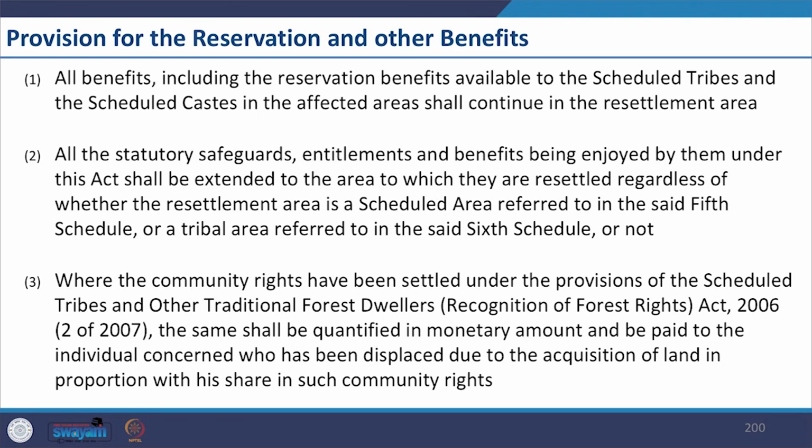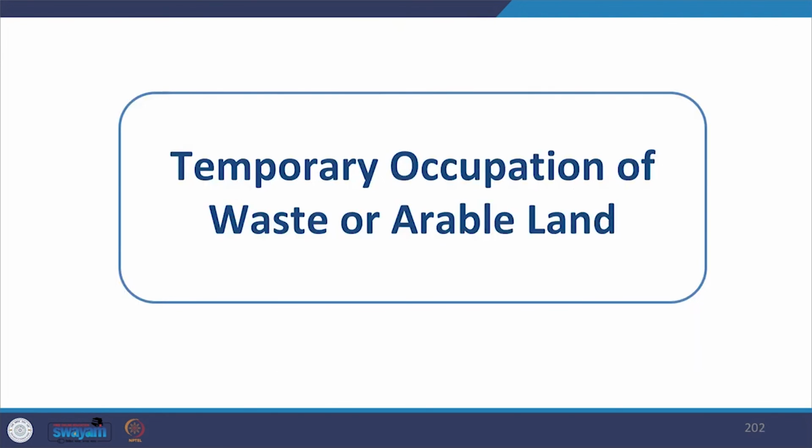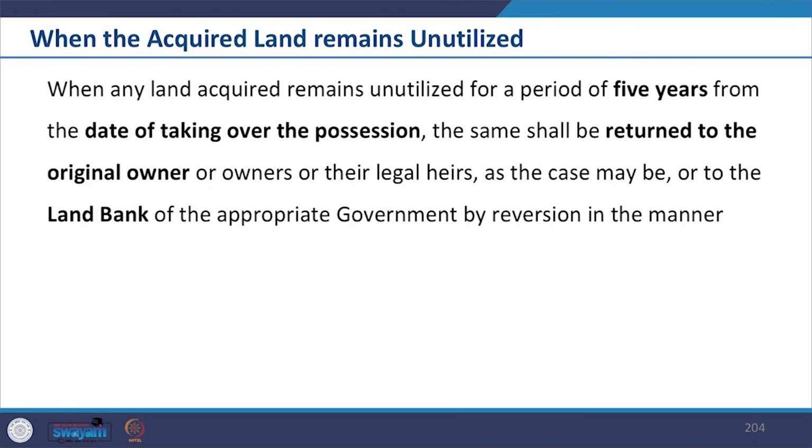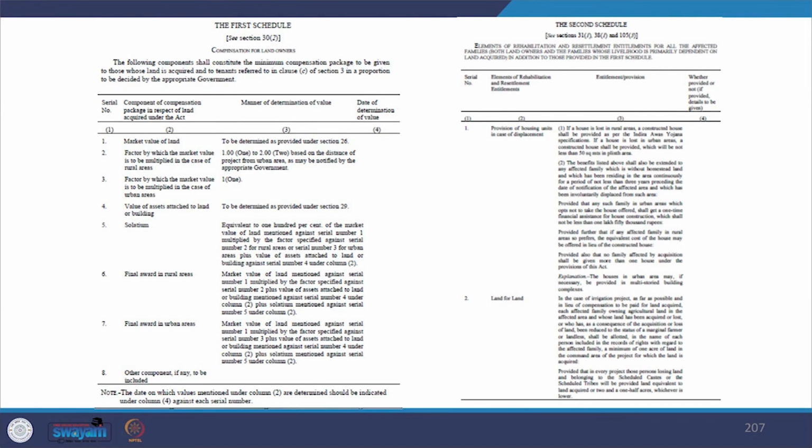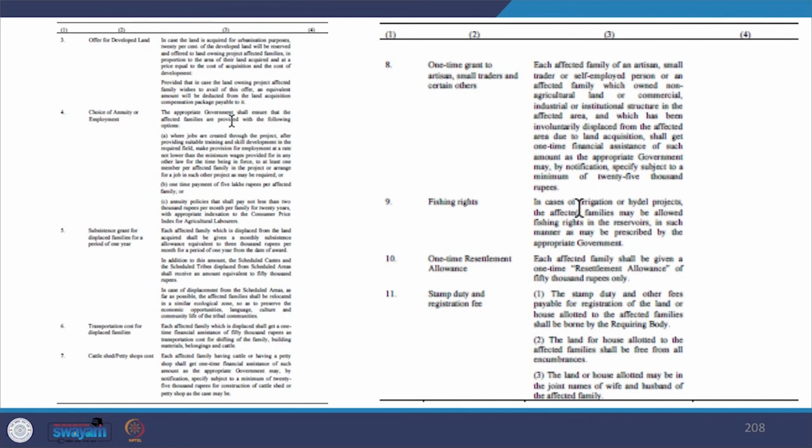in the resettlement areas. Moving on, we see that the Act also makes provision and instructions on temporary occupation of waste or arable land. The Act provides a formula for compensation calculation as seen in the image. So, these are all the formats given for how the calculations have to be done.